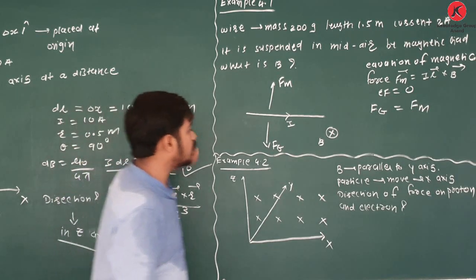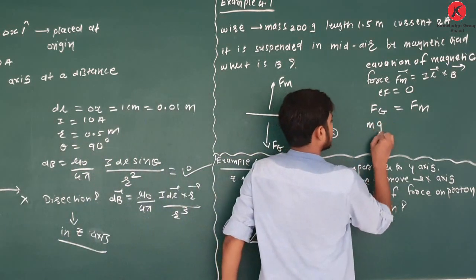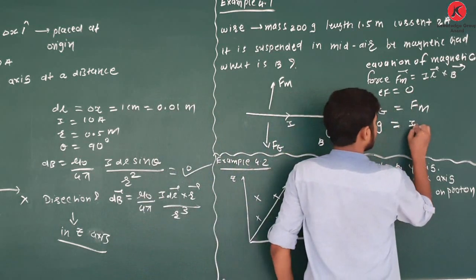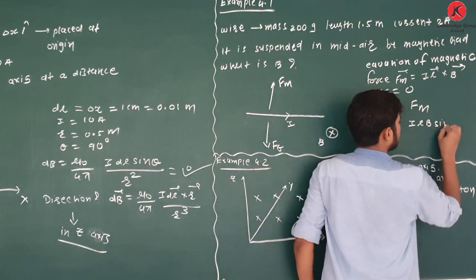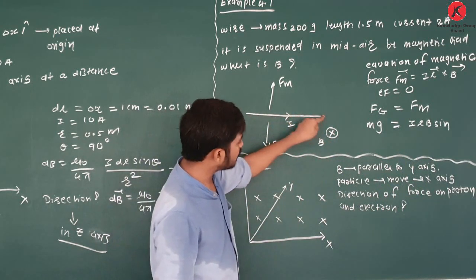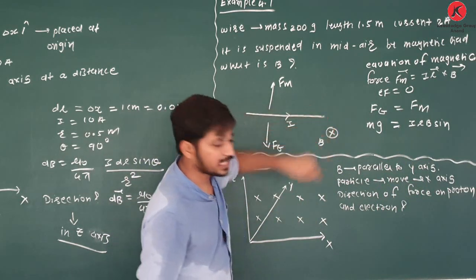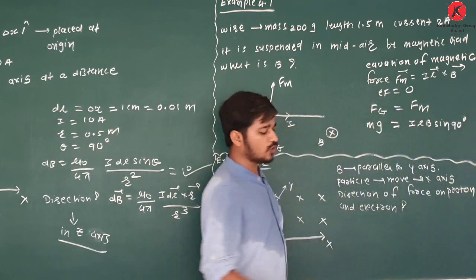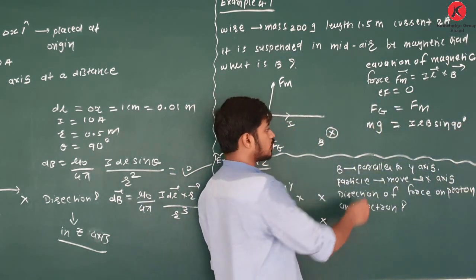So, what is the equation of Fg? It is mg. What is the magnetic force? Its magnitude is ILB sine theta. What is the angle between I and the magnetic field? I is in this plane, the magnetic field is perpendicular inside, so the angle between them is 90. And we know the value of sine 90 is equal to 1.